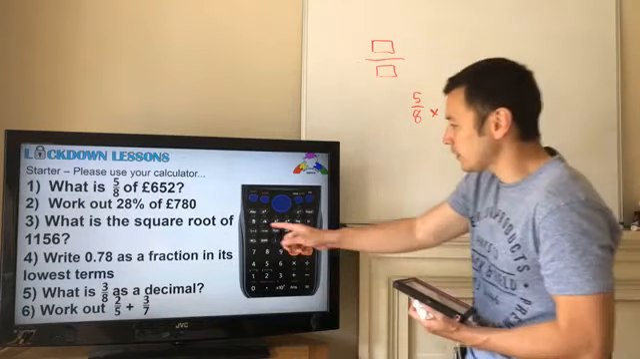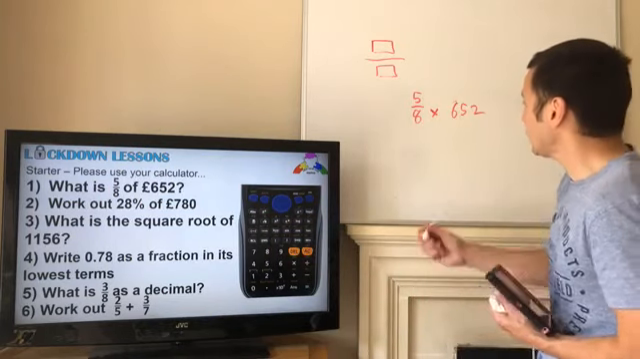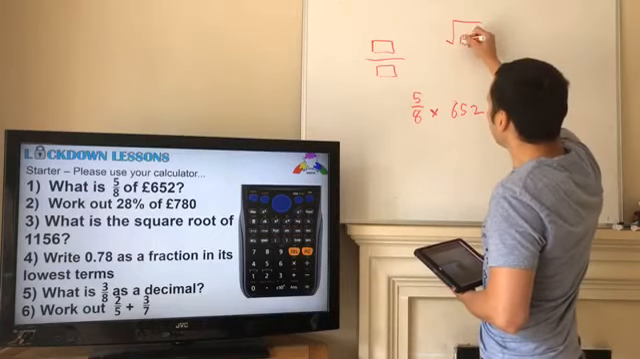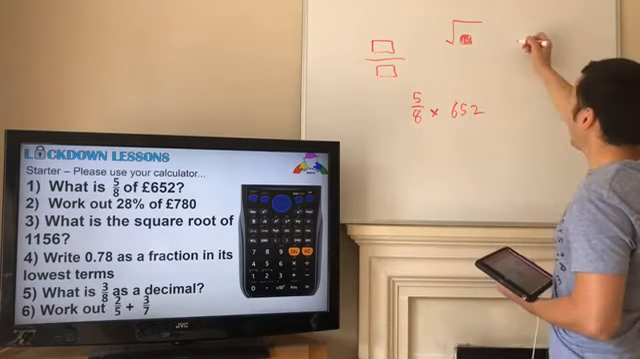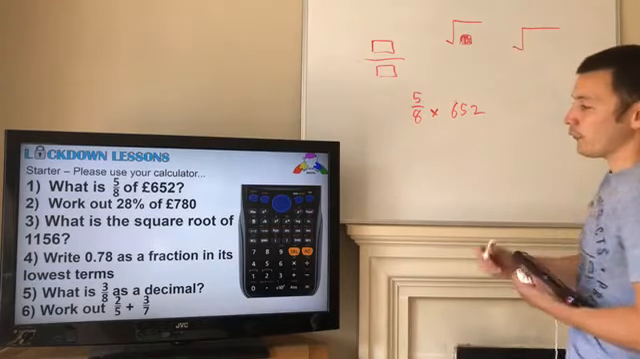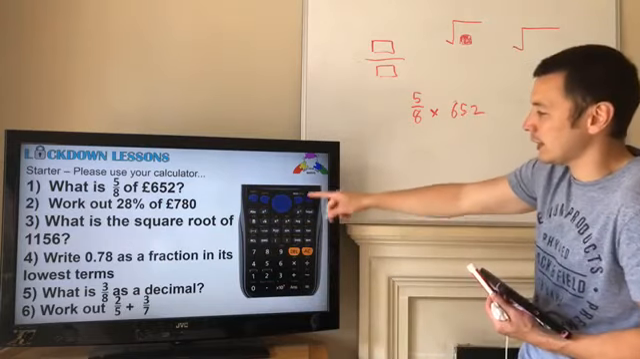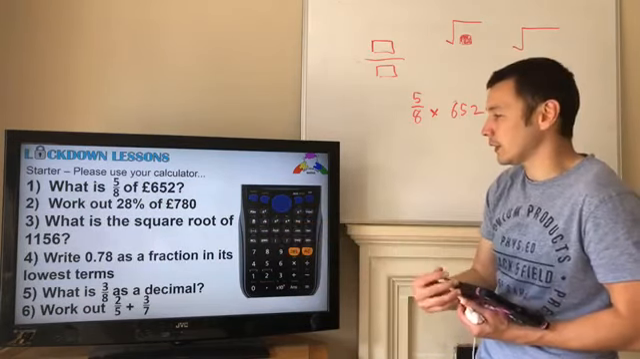The square root button is this button there. So if you're looking for the square root button, it will either look like this, with a little white block in there to say that's the number that goes in, or it might just look like that. You're looking for a little tick for the square root. On my Casio calculator here, it is just there. That's the square root button.